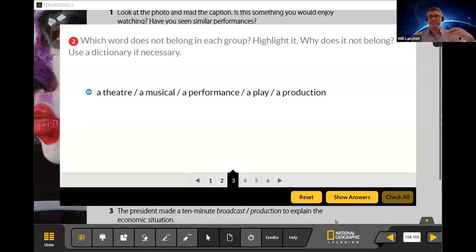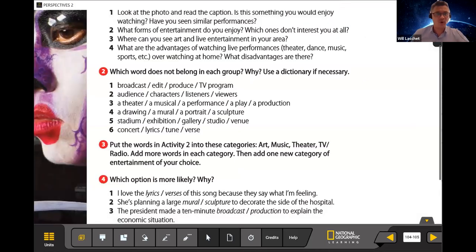We're not going to do all of them because time is of the essence, but I think you get the general idea of this kind of activity. Okay, so let's move on to the next activity here. After we've gone through all of these words, the next activity we can see here, number three.